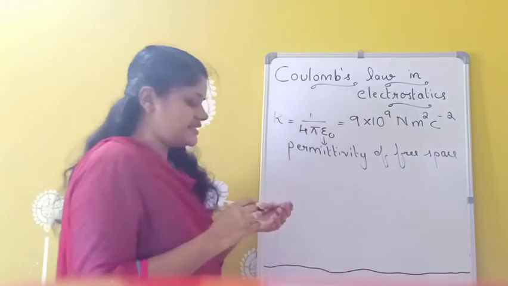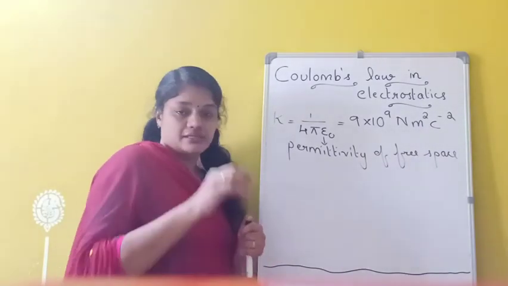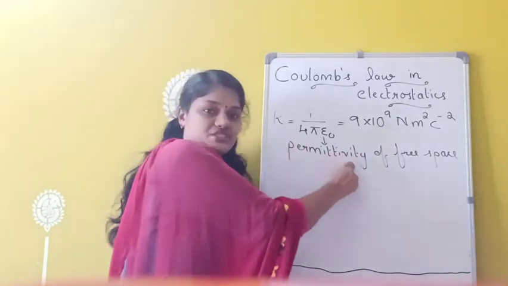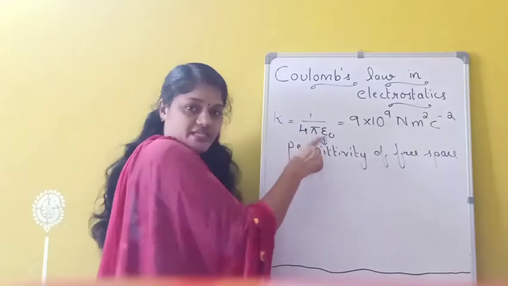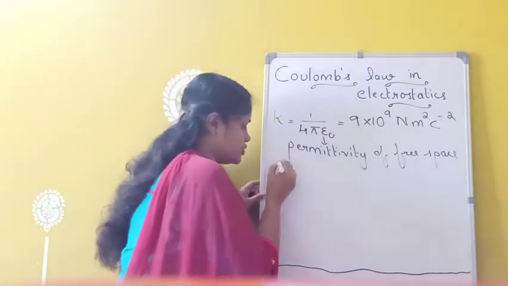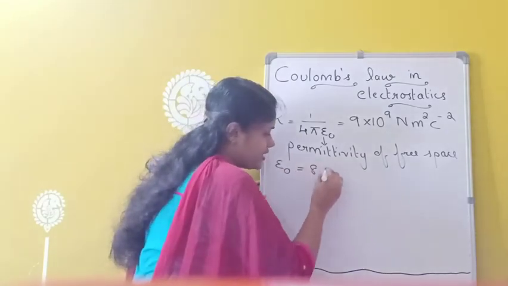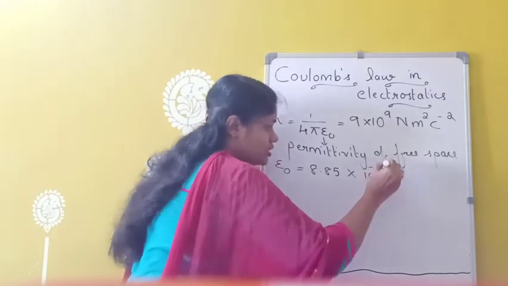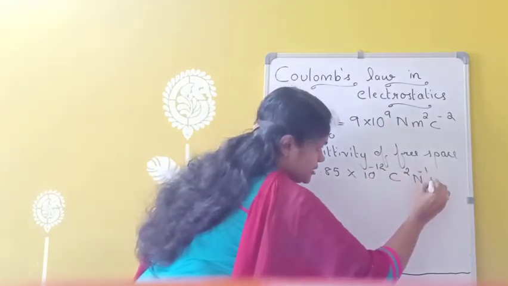That means it is the ability of vacuum to transmit an electric field. The ability of vacuum to transmit an electric field is called which one? Permittivity of free space. The symbol is epsilon 0. And this epsilon 0 has a constant value: 8.85 into 10 raised to minus 12 Coulomb square per Newton meter square.